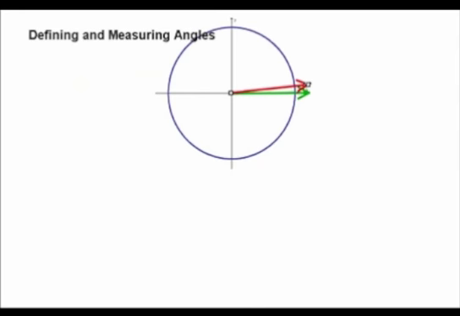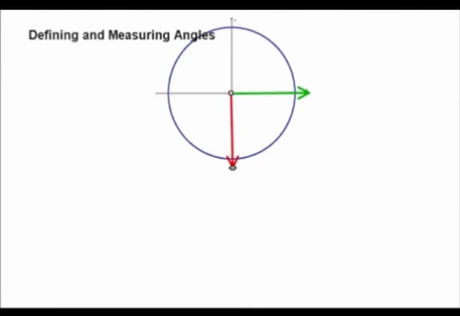Once we start opening up the terminal side, that's the red one, we start getting this thing forming as an angle. And the further we open it up, the larger the angle is going to be. Now some common angles that we know are here. This would be a right angle, 90 degrees. This one over here would be a straight angle, which is 180 degrees.